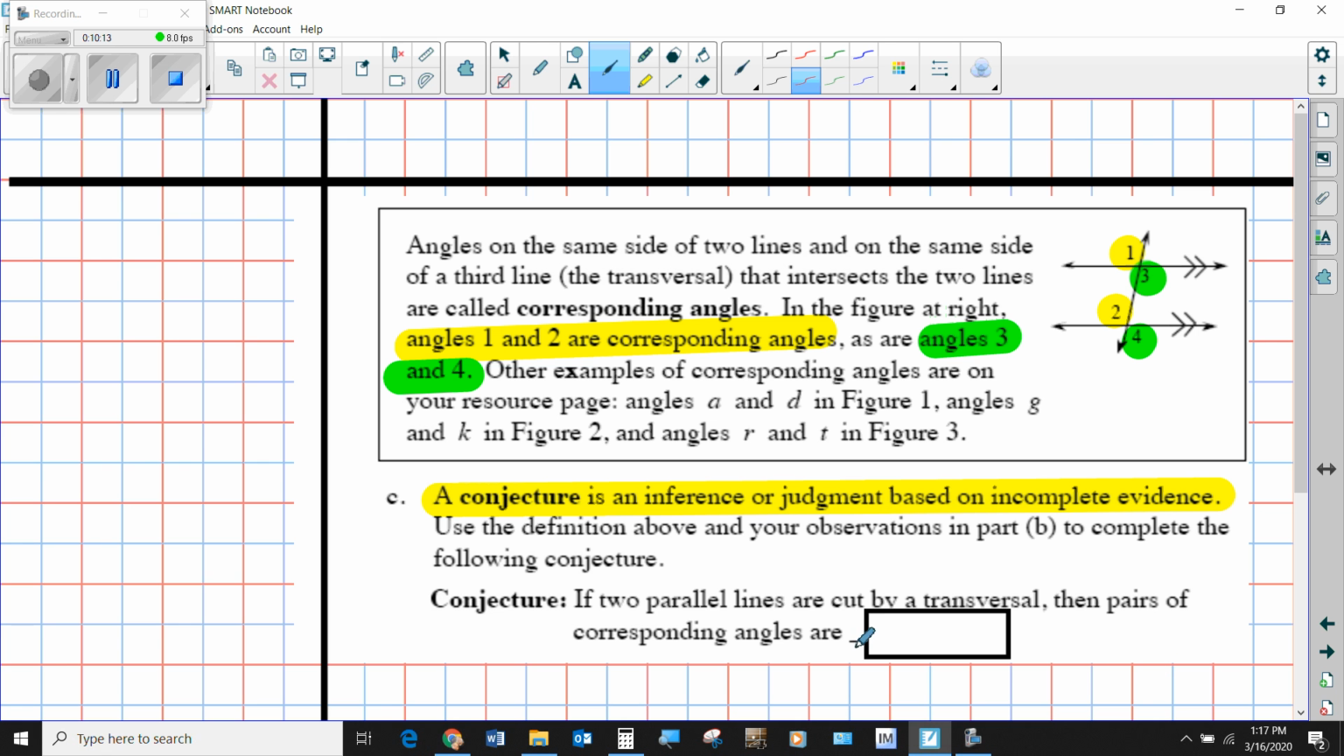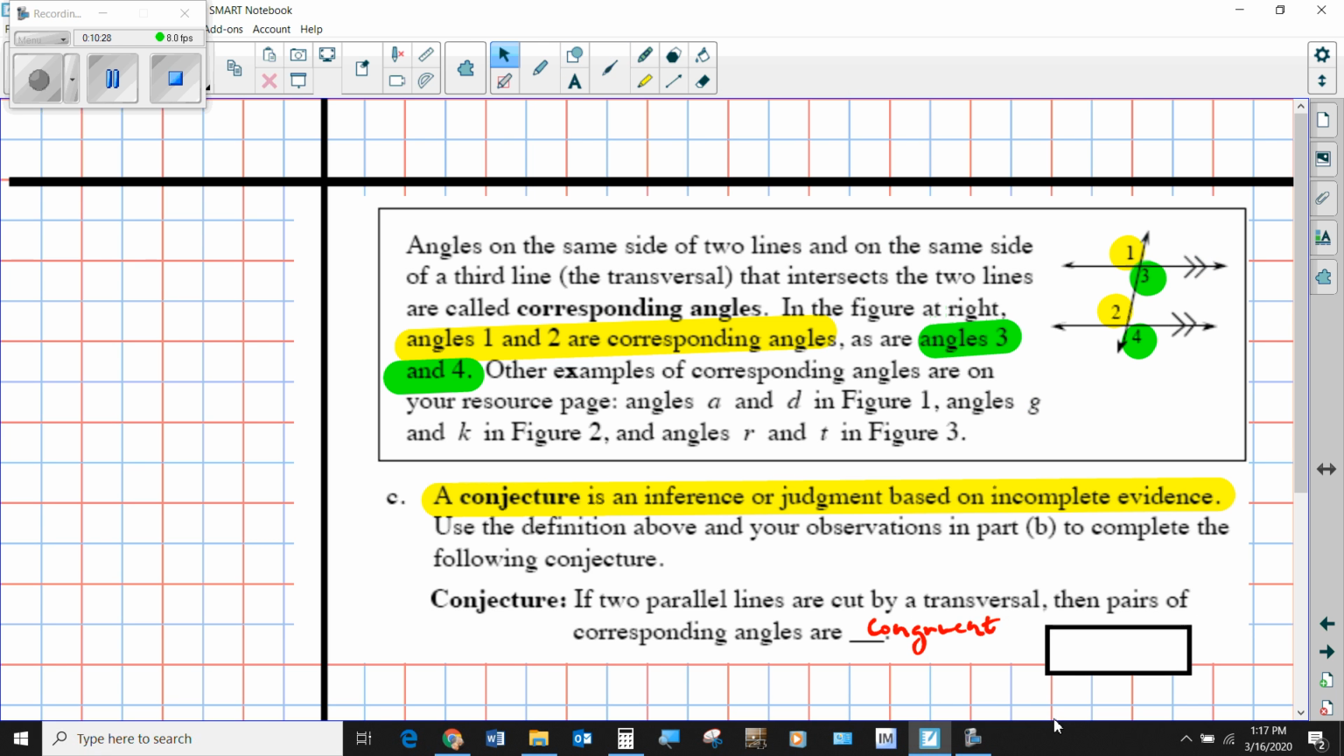So we can make conjectures here, and I think I've already stated it, but when you're dealing with corresponding angles formed by a transversal intersecting parallel lines, those corresponding angles are always going to be congruent, no matter what.